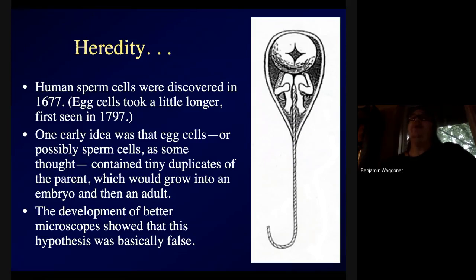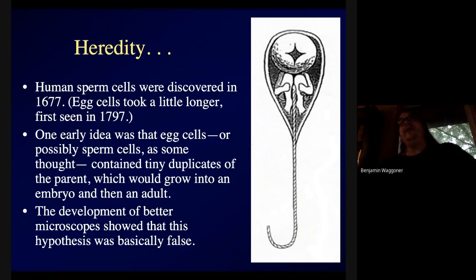One early idea was that either eggs or possibly sperm cells, like this diagram that you see right there, each cell contained tiny duplicates of the parent. So every sperm cell consists of a teeny tiny, 10 micron little baby folded up inside the head. And that this would implant itself in the mother's uterus and just kind of inflate into an embryo and then into a baby and ultimately into an adult.